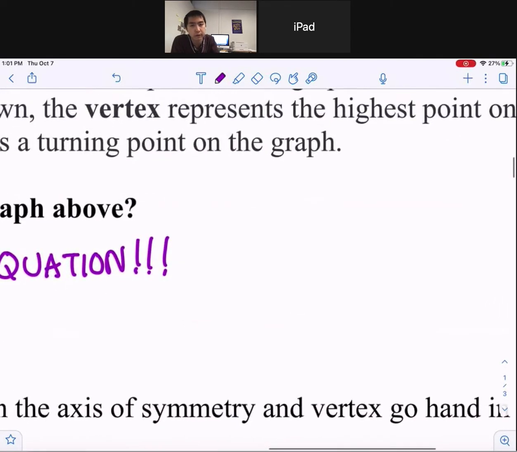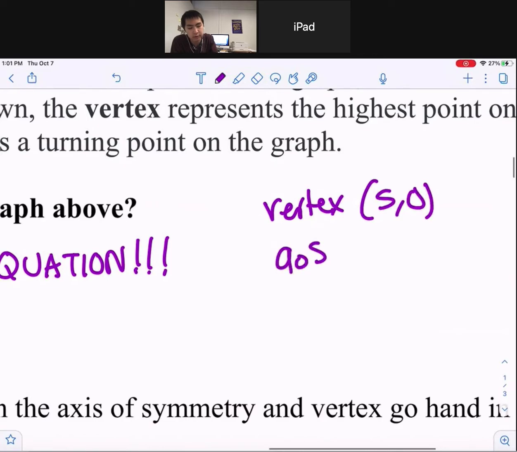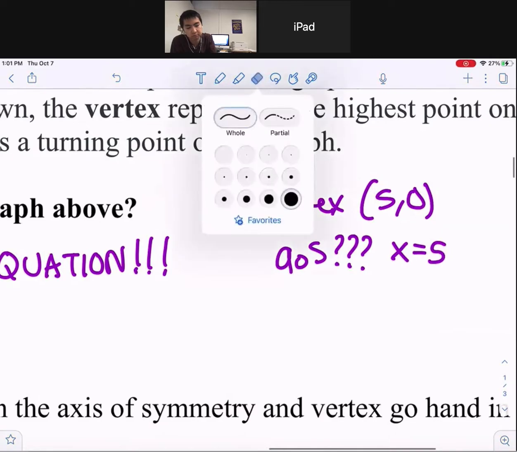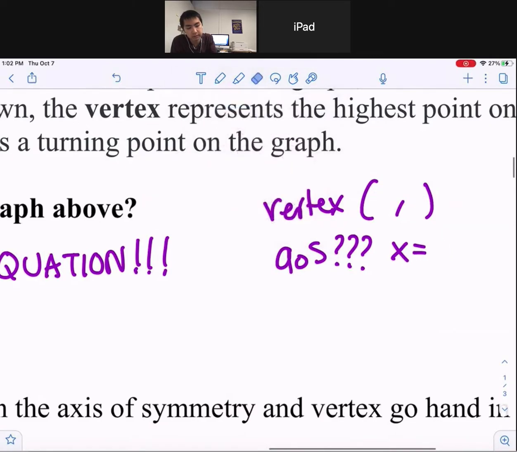You guys don't have to write this down, just listen. If you guys had a vertex of (5, 0), what is your axis of symmetry? Isn't your axis of symmetry just the x coordinate of the vertex? So isn't it just x = 5? Yes. What if you guys had this example? What if the vertex was (-10, 3)? What's your axis of symmetry? Well, your axis of symmetry is x = -10.